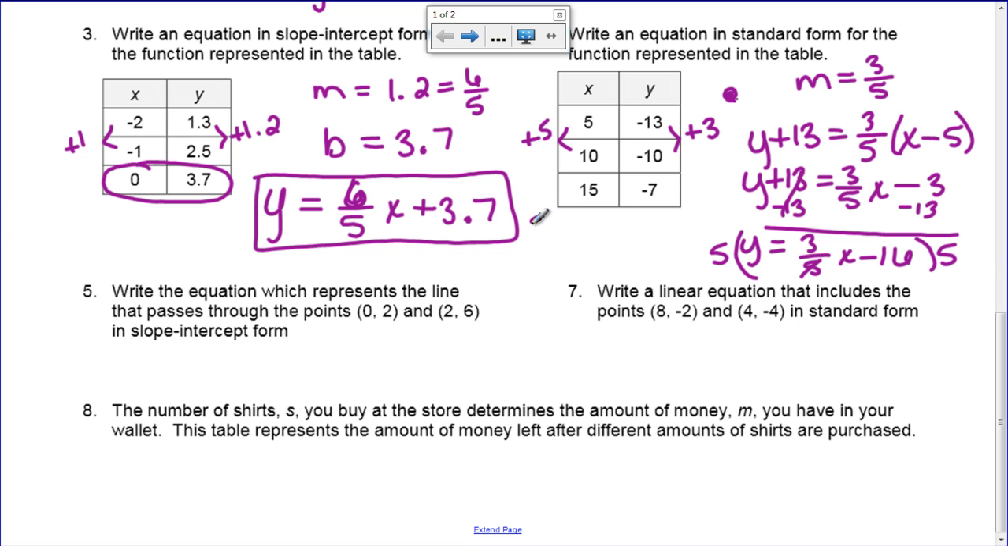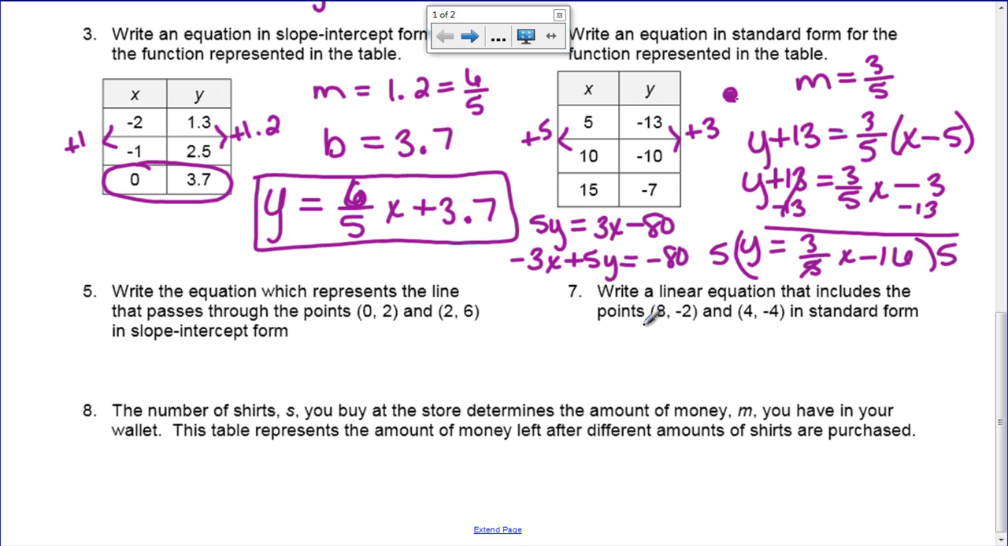So this becomes 5y equals, then this becomes 3x because my 5 canceled, minus, and I have to do 16 times 5, which is 80. So I end up with minus 80. Well, now I've got to get my x over there with my y, which means I'm going to have to subtract 3x on both sides. So I'm going to end up with negative 3x plus 5y equals negative 80.